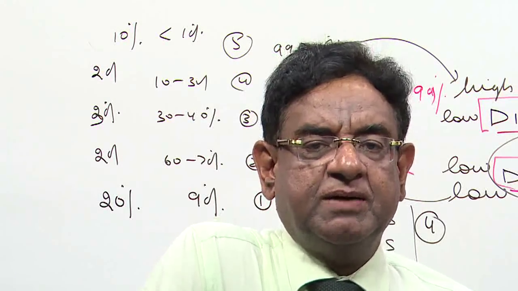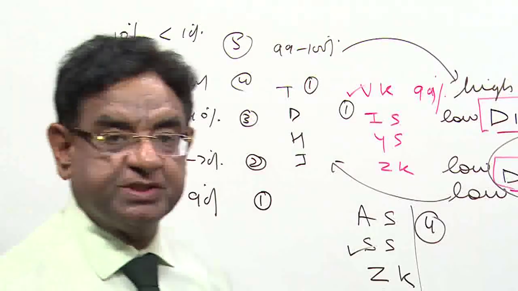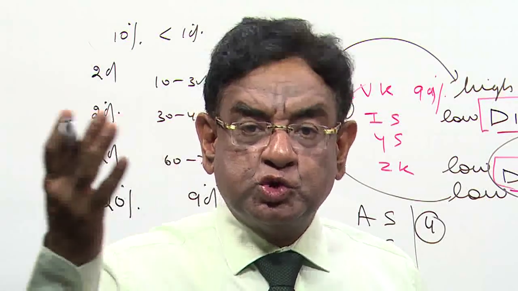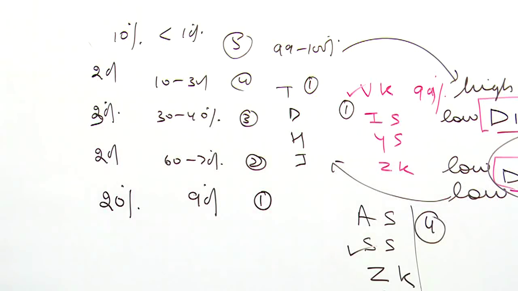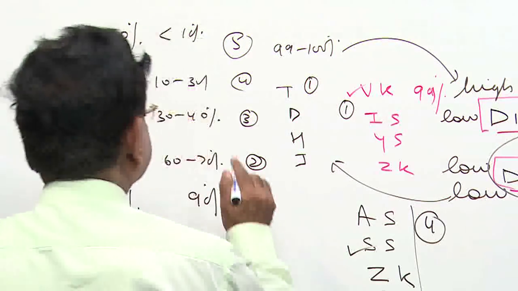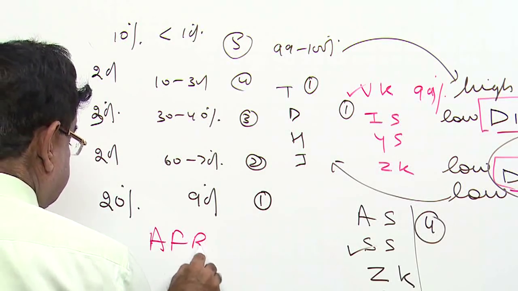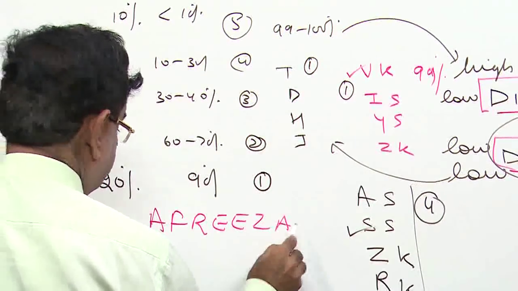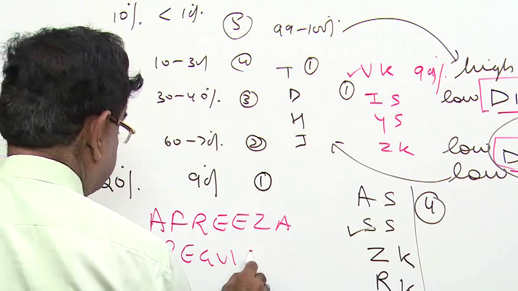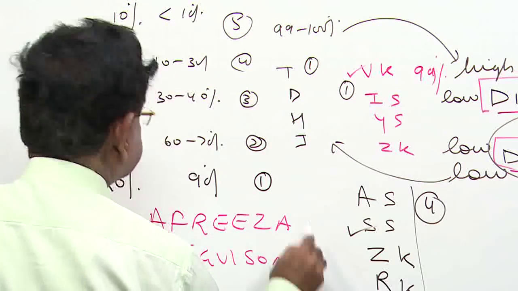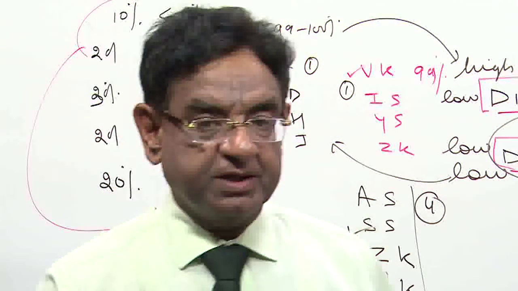For example, if a question comes on metformin, 90% people can answer this question. But in the previous lecture, I discussed so many new drugs. Even today also, I discussed so many new drugs. So if the question is asked regarding Afreeza, which I discussed in the previous lecture, or Pegvisomant, this can be answered by only few people. Only these people can answer this question. So they carry higher marks.